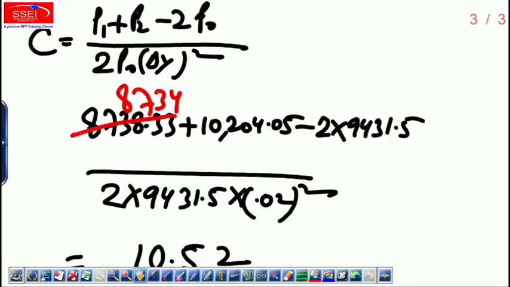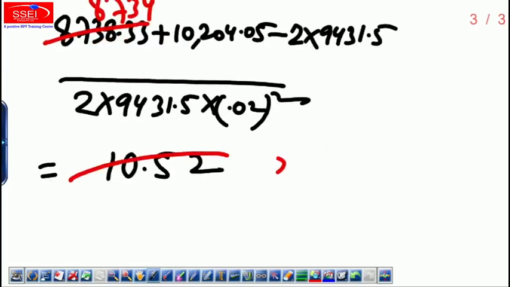8734 plus 10,204.05 minus 2 into 9431.5. Okay, that is the numerator. And now in the denominator 0.02 square into 9431.5 into 2. And then we divide. So what are we getting? We're getting 9.94. Okay, we're getting 9.94.